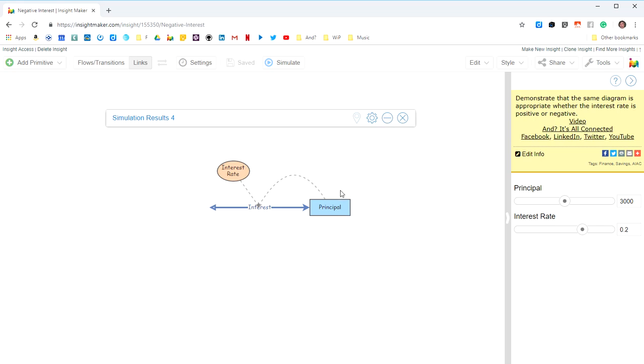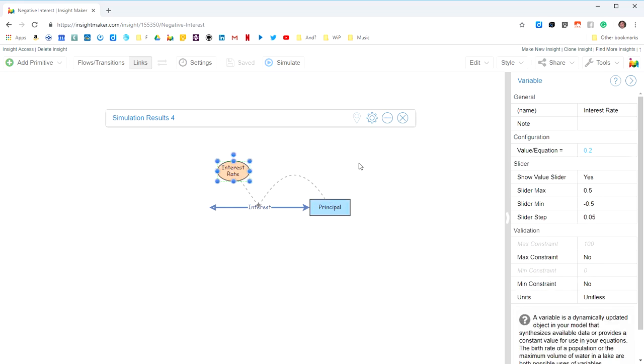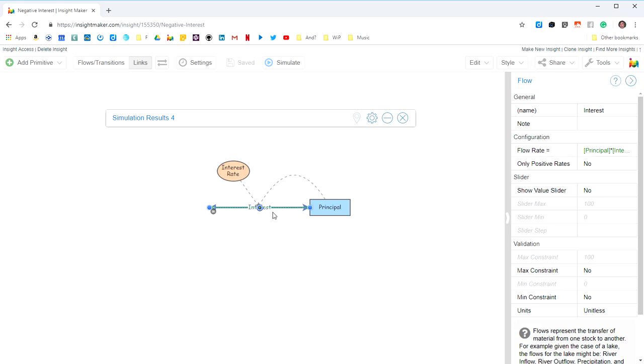So what I did was I took the principal and said that it could actually be negative, and I allowed the interest rate to vary from a positive to a negative value, and I allowed the interest to flow in both directions, so it could flow in or flow out.